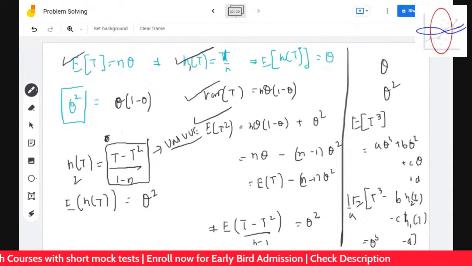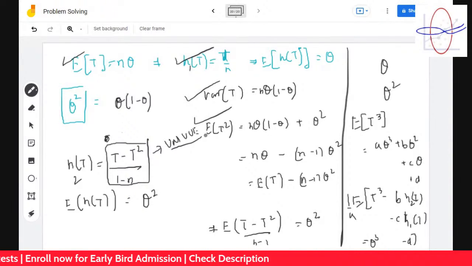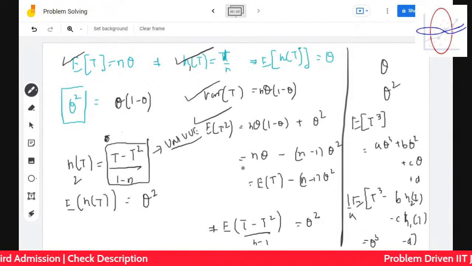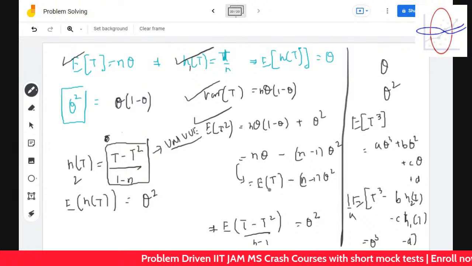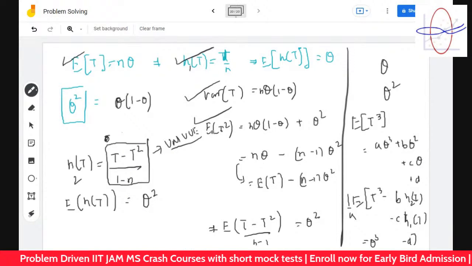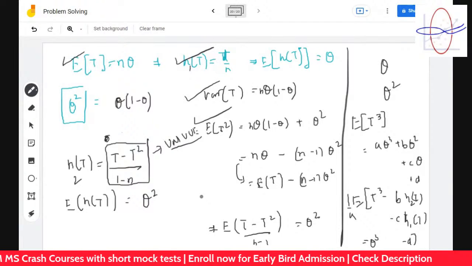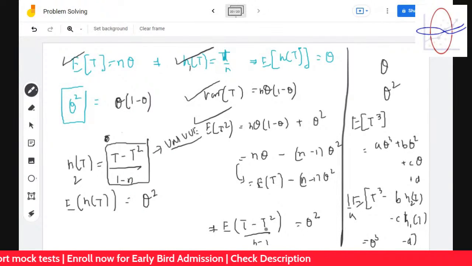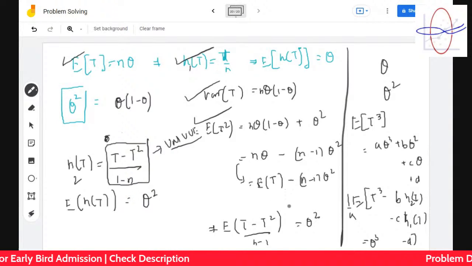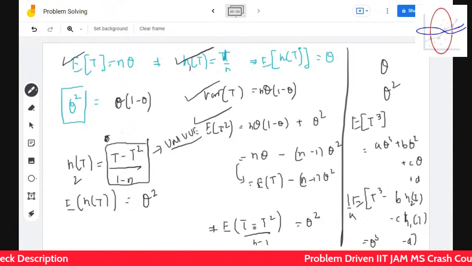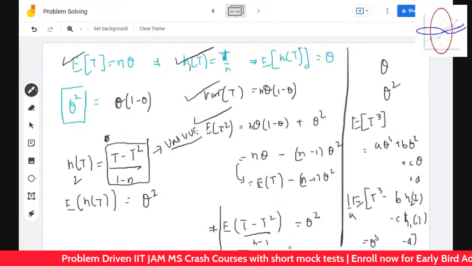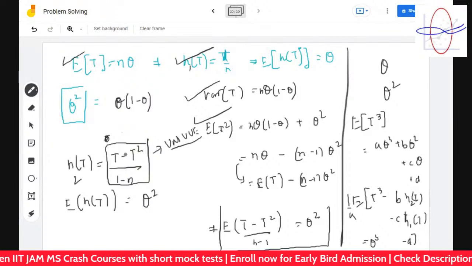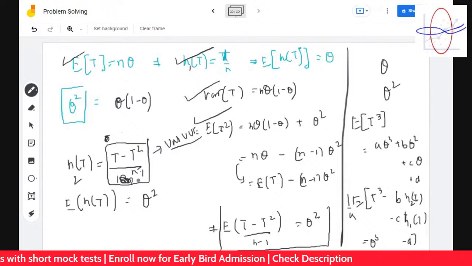Do you understand this, China? No, sir. Which part did you understand? Next. So finding the h of T, I take this from this, and take this on the opposite side. You get n theta minus n theta square is equal to T square, and we divide by n minus 1. We get expectation of (T minus T square) by n minus 1 is equal to theta square. Didn't you get this part? Yes, sir. So we found out the h2 of T, whose expectation is theta square. So it's a UMVUE of theta square.